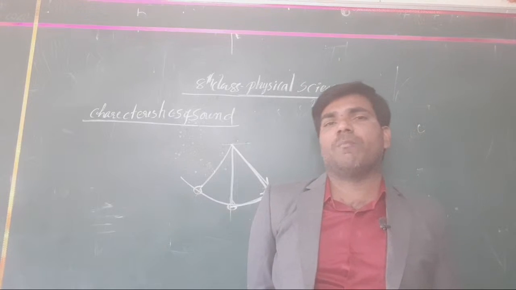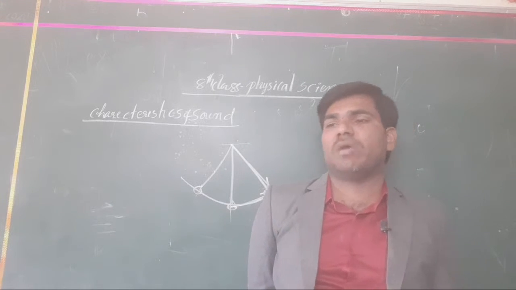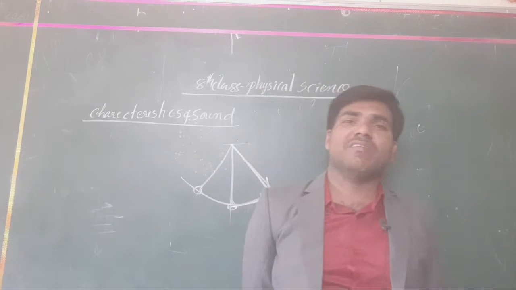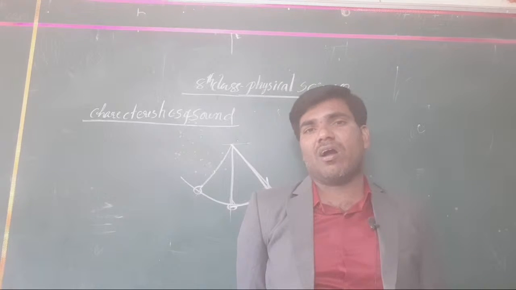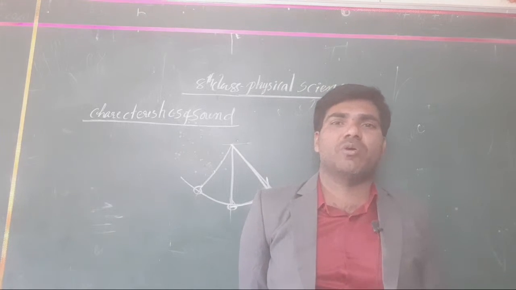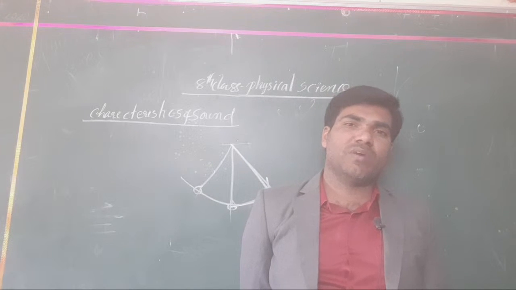And the last component: in case different sounds are in a regular form, that is called music. In case it is in an irregular form, it is called what? Noise. Okay, clear or not, all the students? This is only about the components we considered.